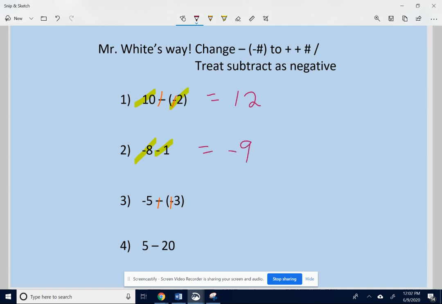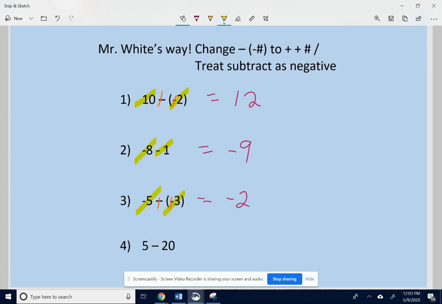Okay, the third problem. I have a negative 5 added to a positive 3. And I know that when I add a negative and a positive, I subtract and keep the bigger sign. So I take 5 minus 3, which is 2, and make sure the answer remains negative because 5 is bigger and it's negative.